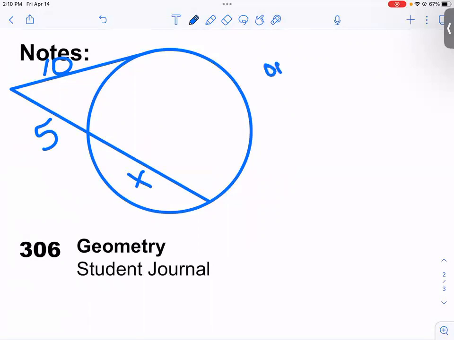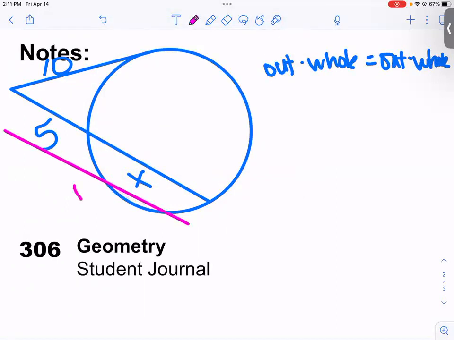Okay, let's talk about outside times whole equals outside times whole. So first of all, this whole segment is x plus 5. Do you agree? Just shake your head, yes or no. Okay. So over here, when we say outside times whole, we're gonna say 5 times x plus 5. But over here, the outside is 10 and the whole segment is 10.